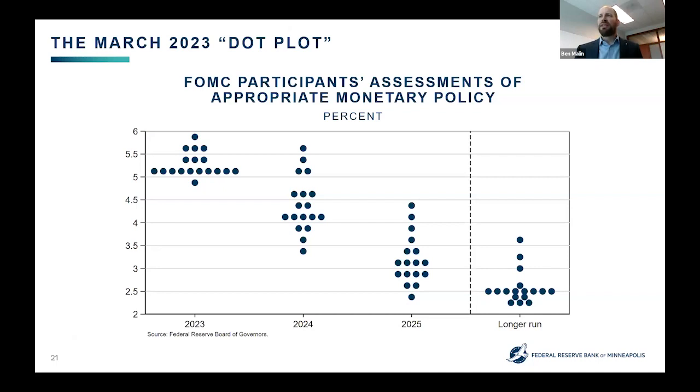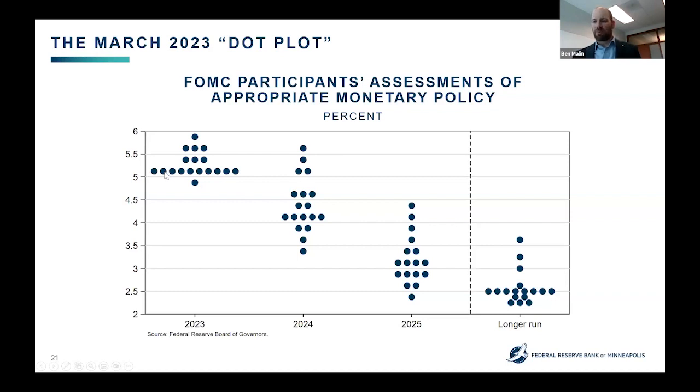What this shows is what policymakers' assessment of appropriate monetary policy, or the appropriate federal funds rate, is at the end of each year that's in the projection. So 2023, 2024, and 2025, and then also in this longer run we just discussed. Each dot here, and there are 18 of them, because remember in March, Vice Chair Lael Brainard had resigned and left for a post in the administration. So we still have that open position at the Board, but there are 18 dots here.